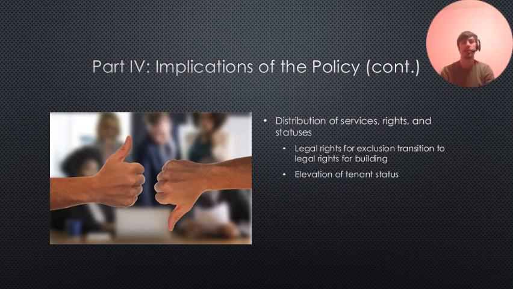Other implications of the policy are less tangible but still meaningful. The distribution of services, rights, and statuses will shift with the policy change. In the past, property owners' legal rights gave them broad authority to block less traditional housing formats, such as ADUs. This policy flips those rights, allowing them to build the same types of housing that were once excluded. Another implication is the elevation of tenant status, as renters have a wider range of options for safe, affordable housing if everything goes to plan.